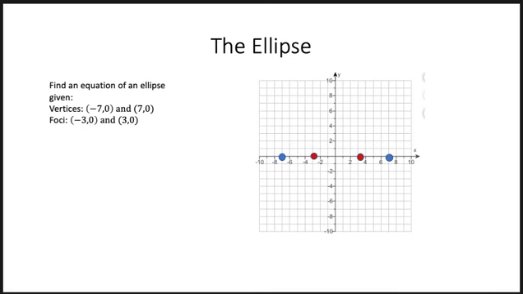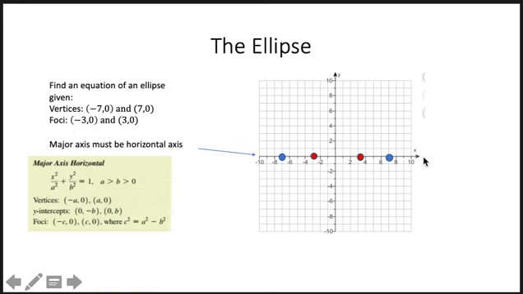Now do you see where these vertices are? Where are the foci? Is the major axis horizontal or vertical? Well, in this example, it has to be a horizontal axis. The major axis has to be horizontal because that's where the foci and the vertices lie, right? So we're going to be looking at the equation where a squared, the bigger of those numbers, is under x squared, remember?